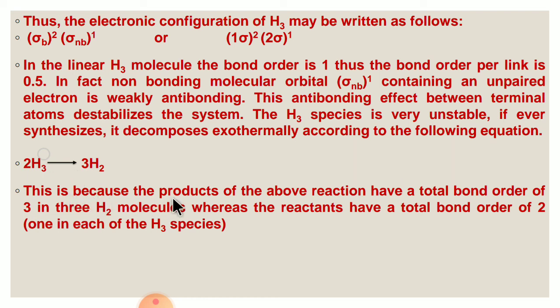This is because the product of the above reaction has a total bond order of 3 in 3H2 molecules, whereas the reactants have a total bond order of 2, 1 in each of the H3 species. So this is all about the molecular orbital diagram of the H3 species.